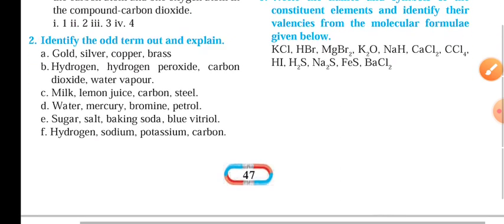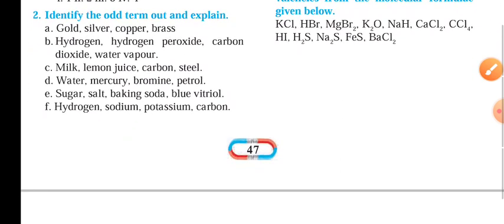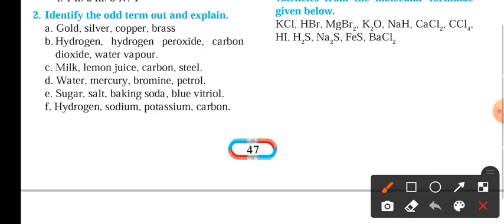Further, question number 2, identify the odd term out and explain. First one they have given is gold, silver, copper and brass. So here we will write brass as the odd one. Why? Because gold, silver and copper are pure elements, and brass is a mixture, or an alloy. An alloy is nothing but a mixture of metals, or of metals and non-metals.